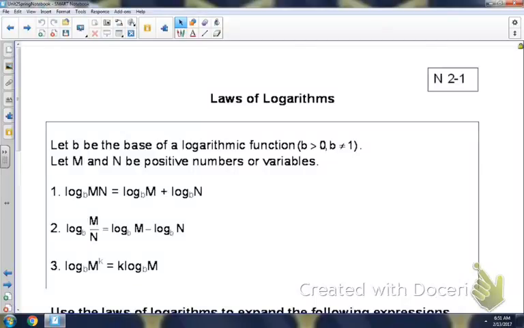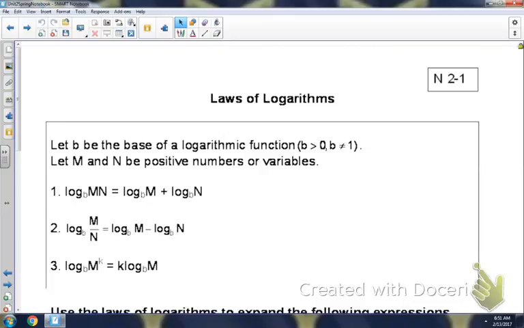Okay, on notes 2-1, we're going to be looking at laws of logarithms. So we just went over logarithms last unit. Remember, the inverse of an exponential is a logarithm. Okay, so we're going to be looking at the laws, which is very similar to the laws of exponents.